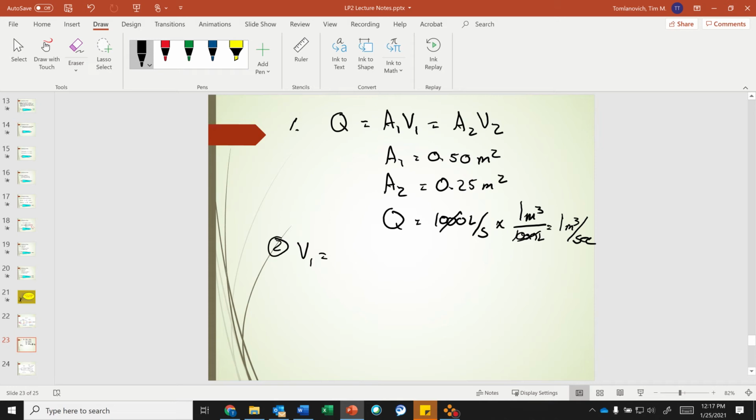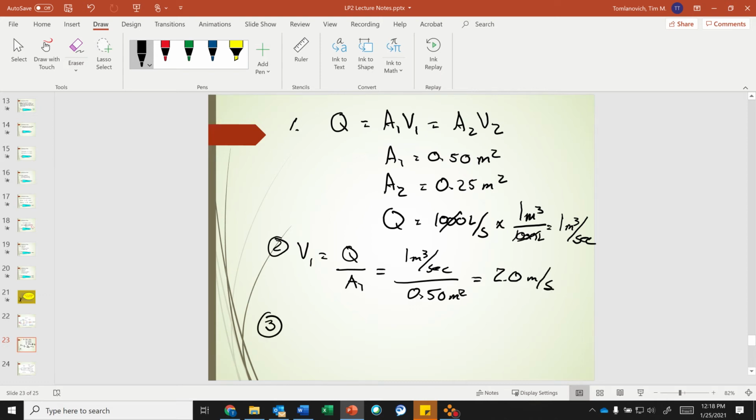So V1 equals Q divided by A1, and that equals 1 cubic meter per second divided by 0.50 square meters, and we're left with meters per second. Then we get 2.0 meters per second.